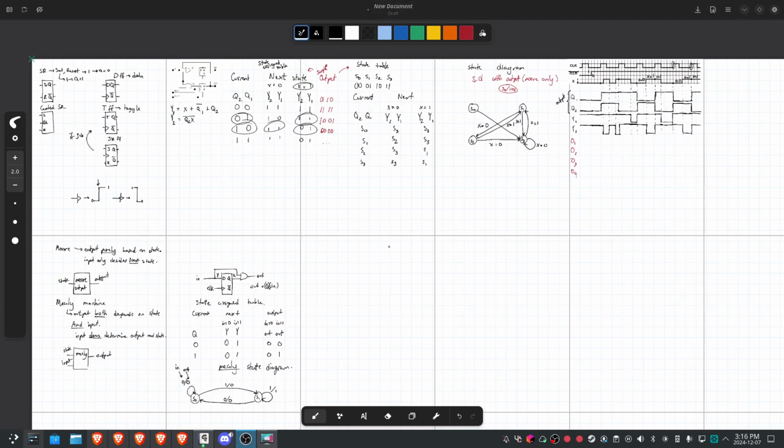I hope this video gives you a quick, or maybe not so quick, overview of the different tabling and diagram and waveform systems we use to represent a circuit.